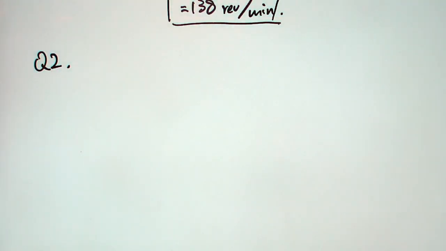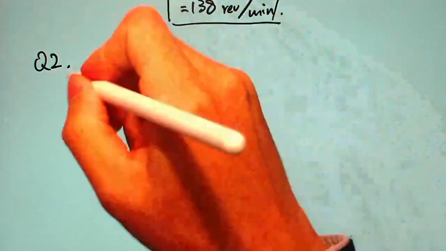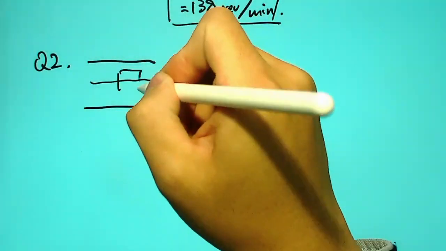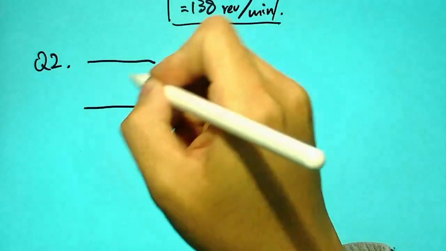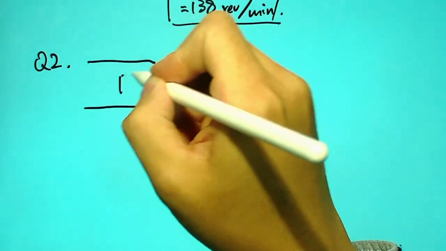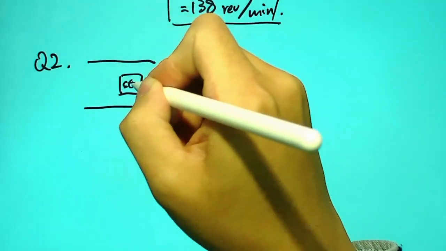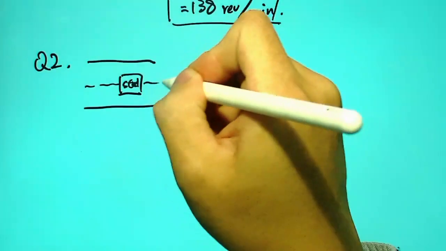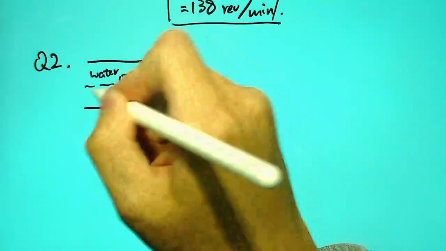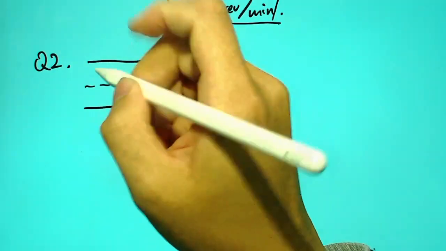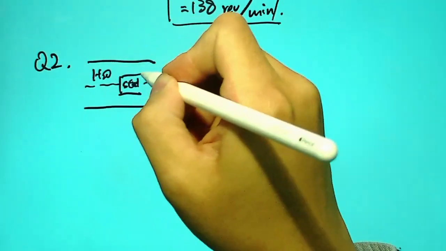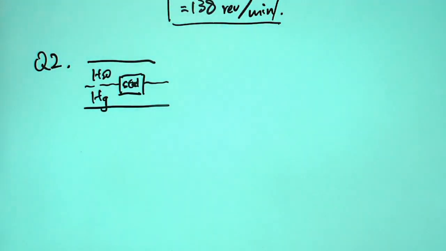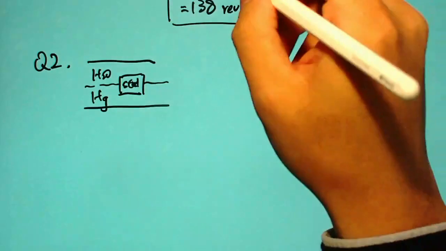Okay, so the second one is a block fully immersed. We have water on the top. We have a steel block, and it's half immersed in water and half immersed in mercury. So water is adding to oxygen, and this is the mercury.